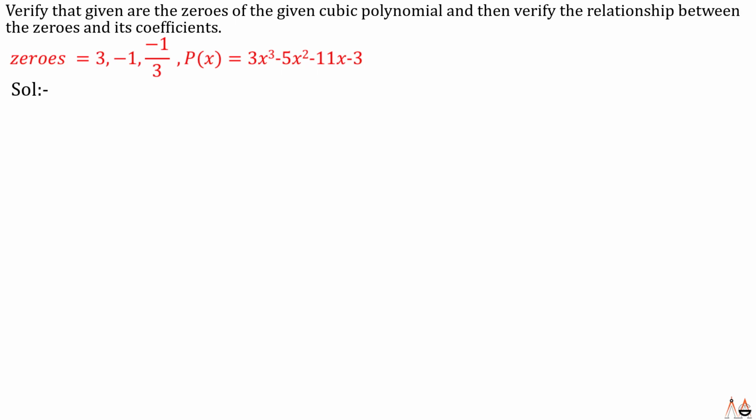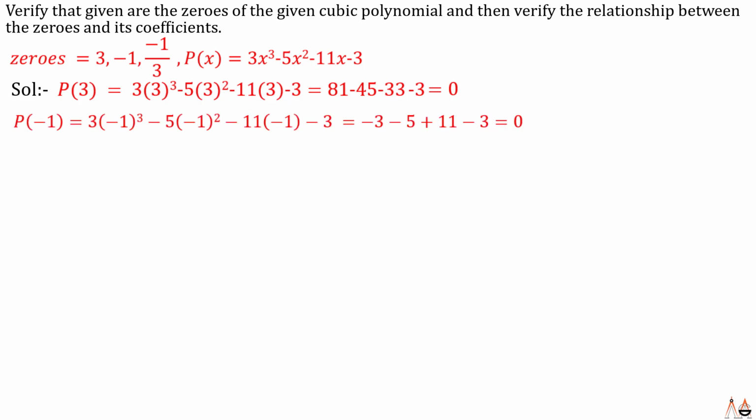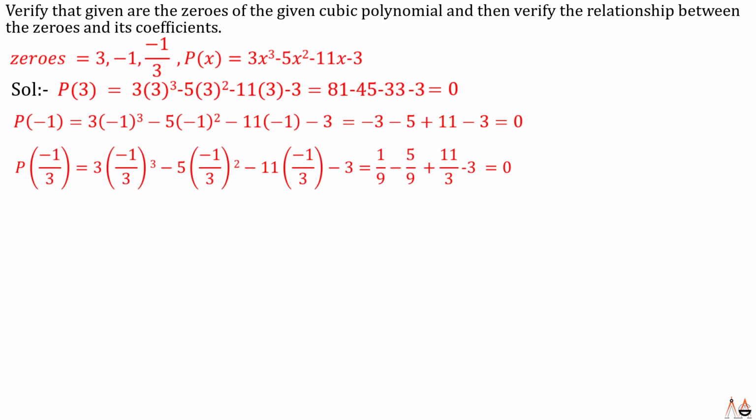So we plug in each of these values for x. So p of 3, as you can see, equals 81 minus 45 minus 33, that gives 0. P of minus 1 also gives us 0, and P of minus 1 by 3 also gives us 0. So this verifies the fact that these three are indeed the zeros of the polynomial. And now from the polynomial, we can see alpha is equal to 3, beta is equal to minus 1, and gamma is equal to minus 1 by 3.